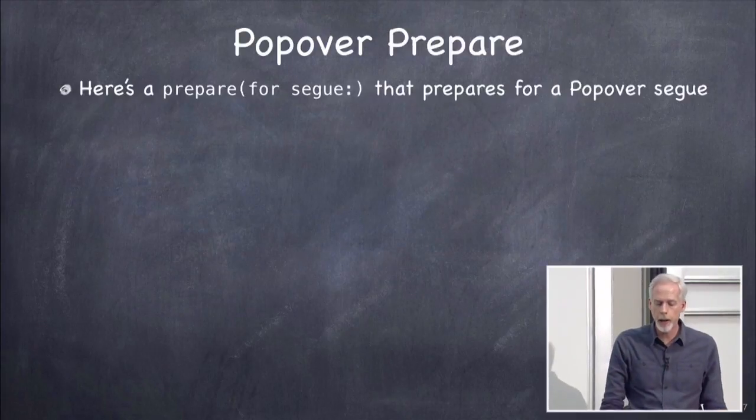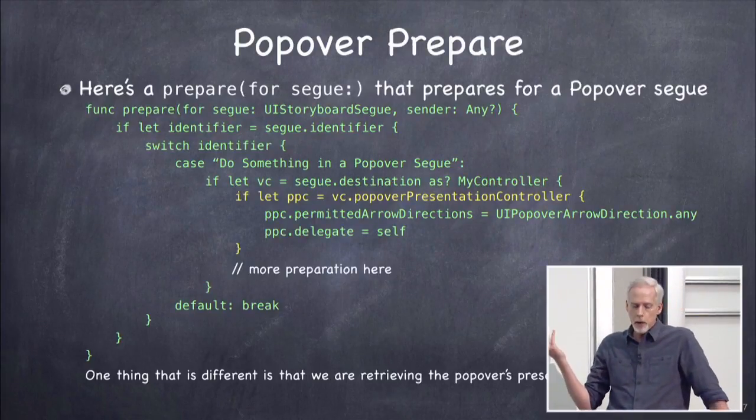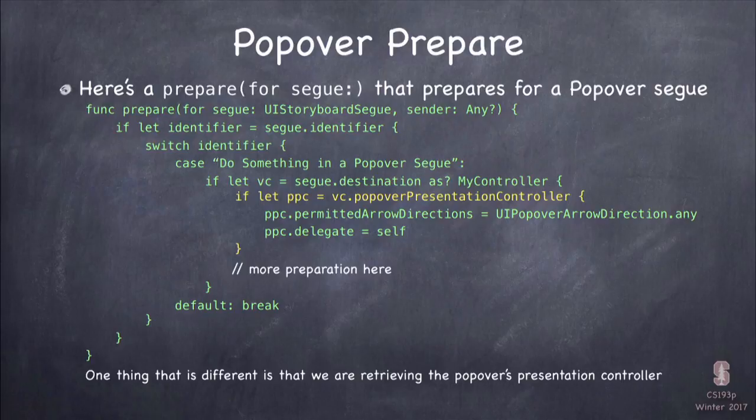So the code looks kind of like this. Here's a typical prepare for segue that is preparing for a popover segue. It looks the same. All the green is the same as any other segue, but then there's the yellow that's different. I'm creating this local variable. I'm calling it PPC so that it fits on my slide, but that's not a good variable name. But anyway, PPC equals VC, which is the view controller that I'm segueing to. Give me its popover presentation controller.